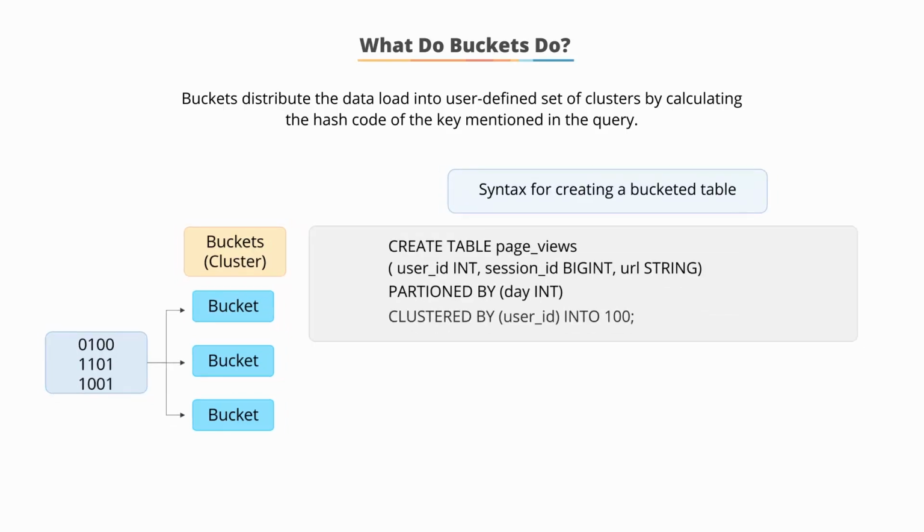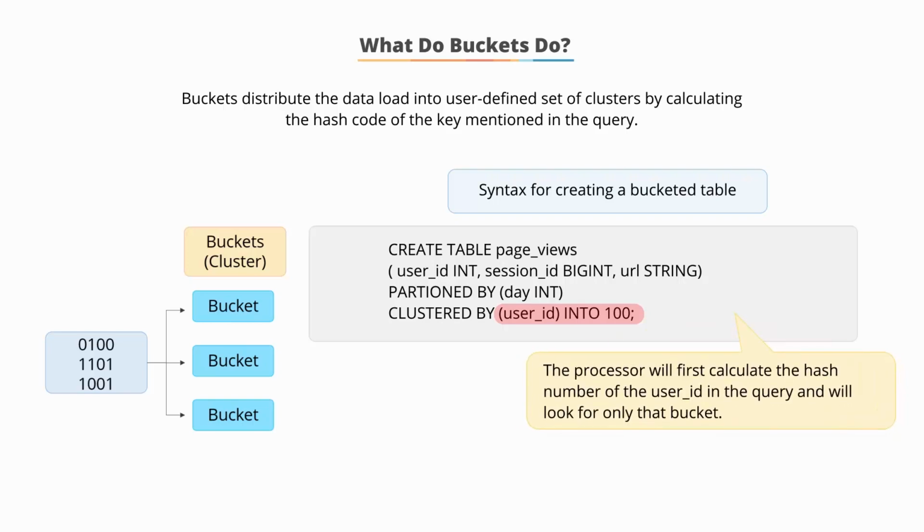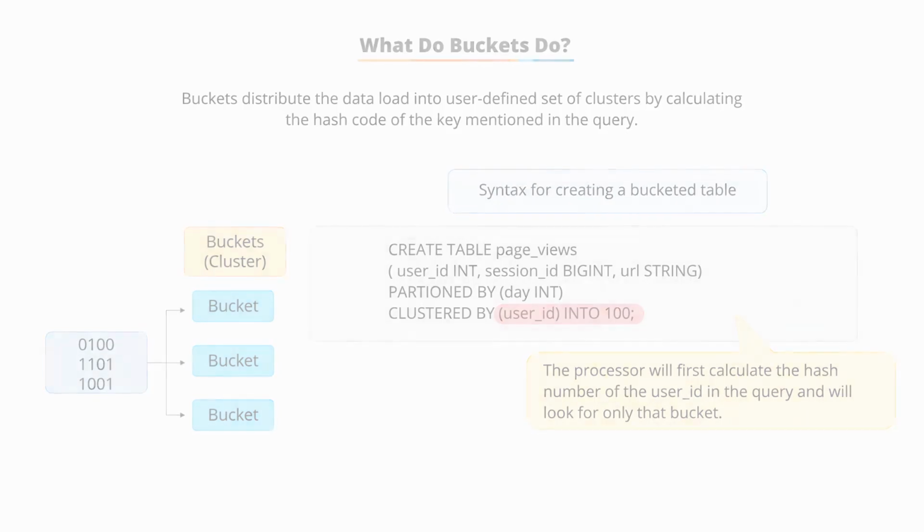So here's a syntax for creating a bucket table. As per the syntax, the data would be classified depending on the hash number of user_ID into 100 buckets. The processor will first calculate the hash number of the user_ID in the query and will then look for only that bucket. This will tremendously speed up the ability to find the data by calculating a hash and then getting the record out of the bucket.